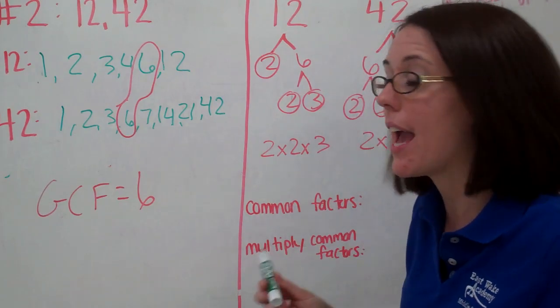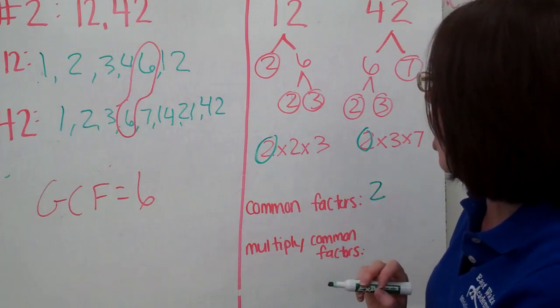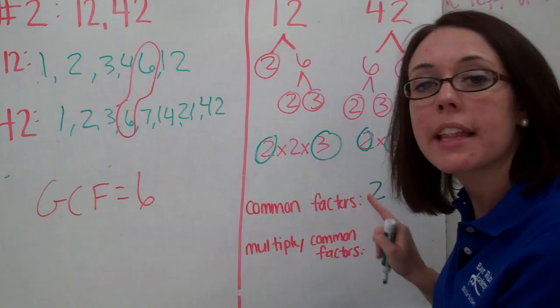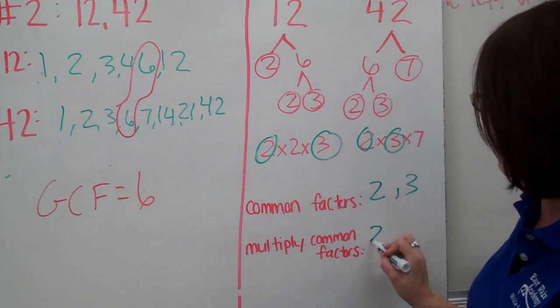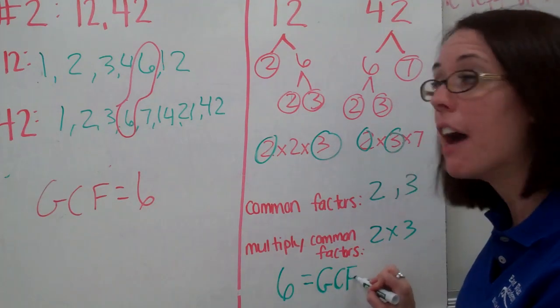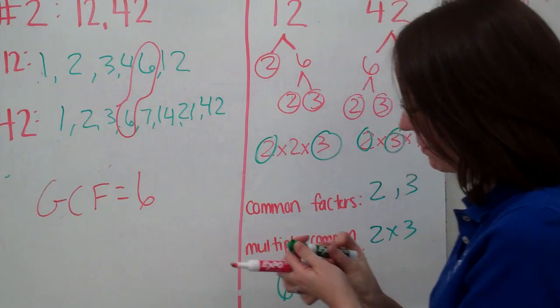What factors do they have in common? Well, they have a 2 in common, and they also have a 3 in common. So you take the common factors and you multiply them together. 2 times 3 is 6. 6 is the GCF of 12 and 42, which is what we got using the other method.